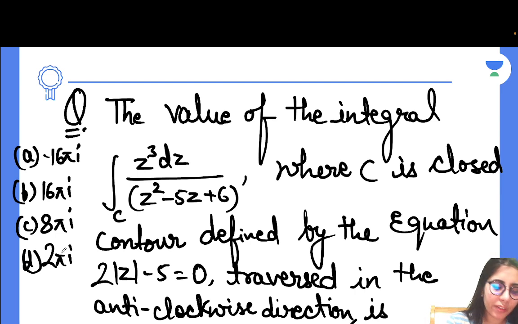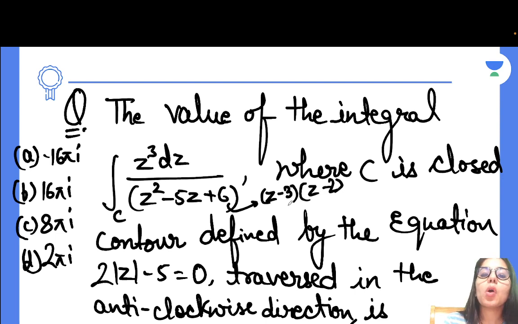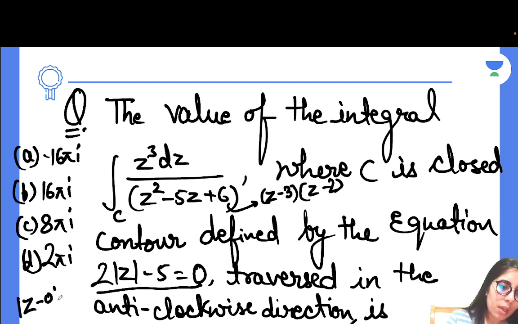I think you have started, right? Now let me just tell you, if you factorize the denominator, you can write it as z minus 3 and z minus 2. So it will give you z is equal to 3 and 2. Now you have to see these poles, and you can see they have given you the contour this way. You can arrange it in this manner: mod z minus 0 is equal to 5 over 2. So this is the radius and this is the center, okay? 0, the origin, is the center.